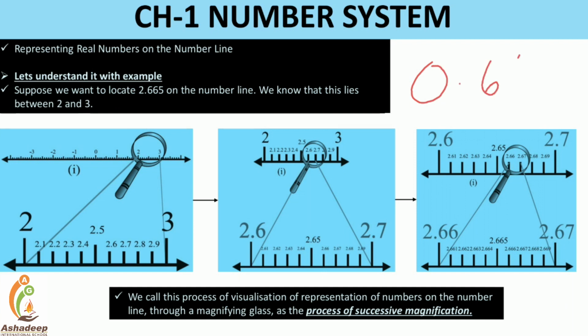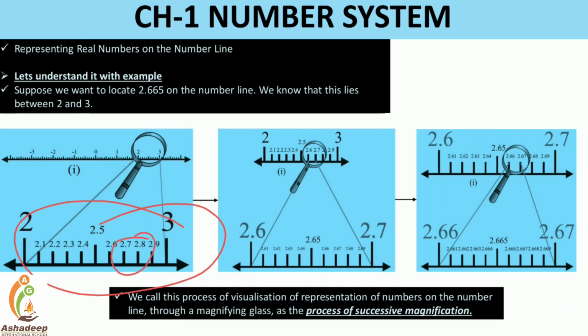See, 0.665 is in between 6 and 7, right? So it is in between 2.6 and 2.7. Now we have to zoom in on this. In between 2.6 and 2.7, we need to draw another 10 lines, and that is 2.61, 62, 63, 64, 65, 66, 67, 68 and 69 and 2.7.